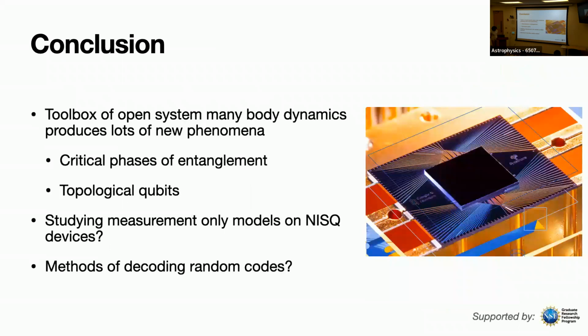So in conclusion, the toolbox: we have a large variety of tools in open system many-body dynamics, and we can engineer all sorts of very interesting phenomena. What I showed you here is one such example where through the use of measurements, which are only available in this setting, we can not only engineer interesting new phases of entanglement, but also create these dynamical quantum codes.